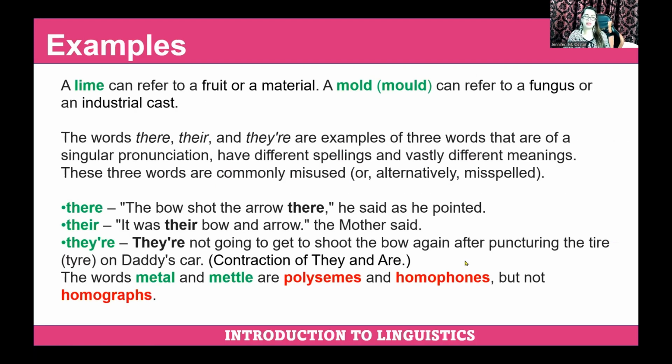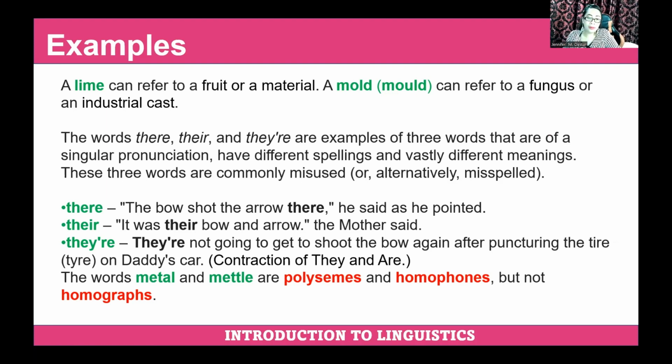Another example, a lime can refer to a fruit or a material. A mold can refer to a fungus or an industrial cast. The words there, their, and they're are examples of 3 words that are of a singular pronunciation, have different spellings and vastly different meanings. These 3 words are commonly misused or alternatively misspelled. So you really have to know when to use the words. There ay narito. Their, kanila. And they're, they are. So yun, minsan we alternatively misspell those words and use it in wrong statements or wrong choice of words.